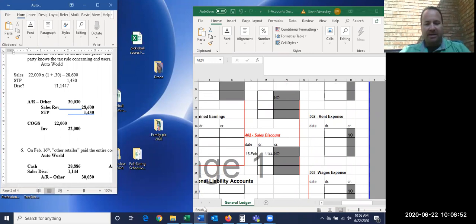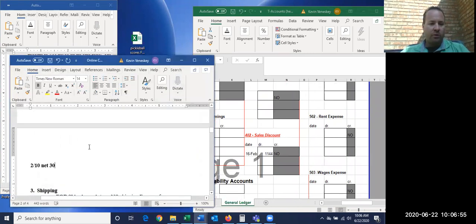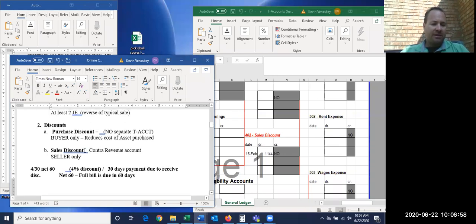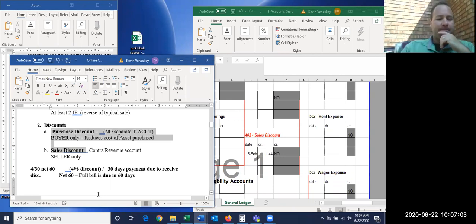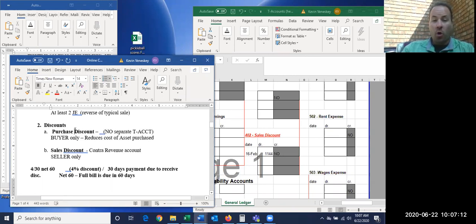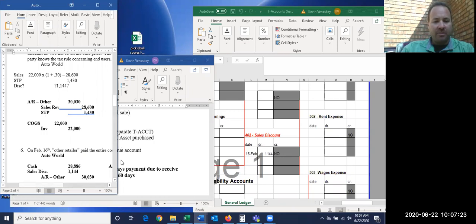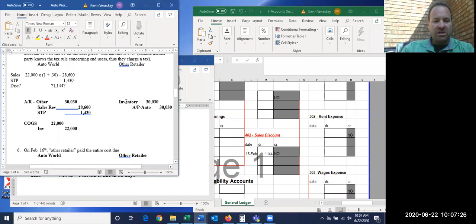Now, looking at it, as part of our notes when we were doing discounts, I said there's a difference depending on who you are, on how you're going to be journalizing this. If you're the seller, we use the sales discount, a contra revenue account. If you're the buyer, it's called a purchase discount, but how we do it is we reduce the asset that was purchased. If I look back over, we purchased inventory. So we're going to be reducing the cost of that inventory for the other retailer.